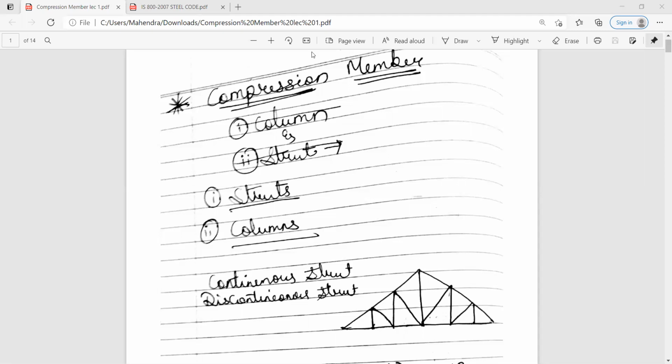So good morning everyone. From today we are going to start the compression member, design of the compression member.